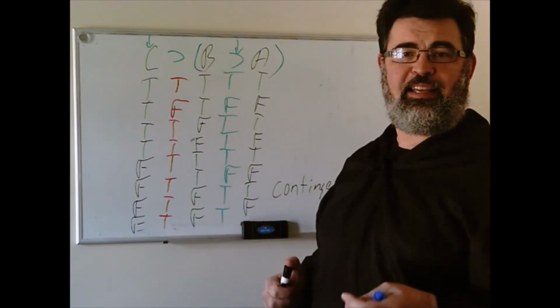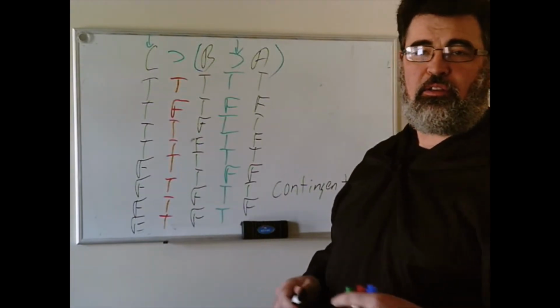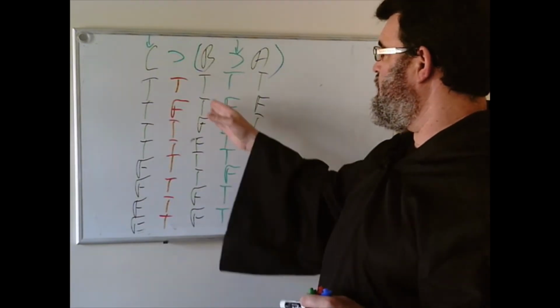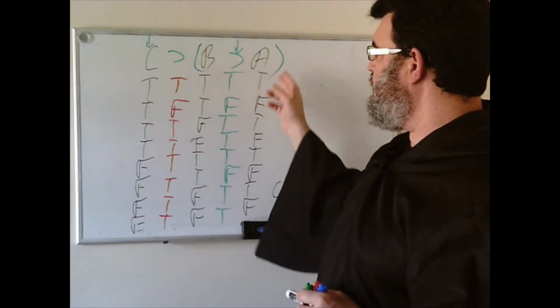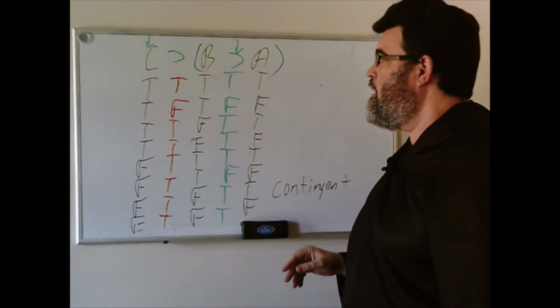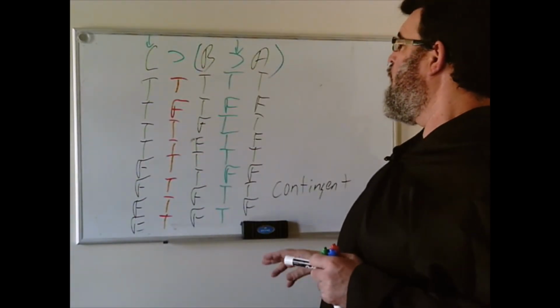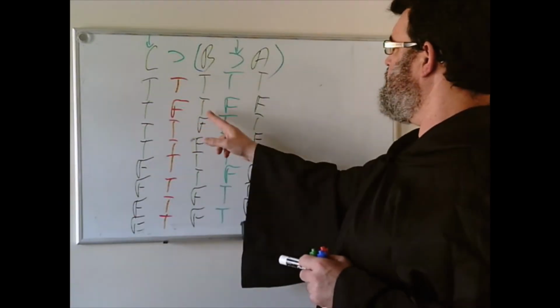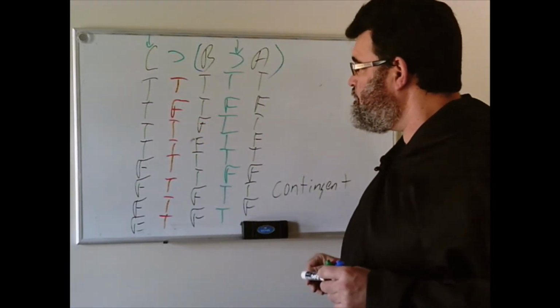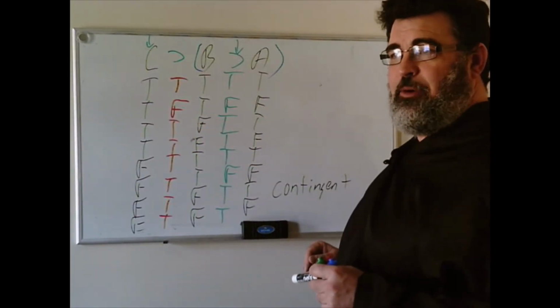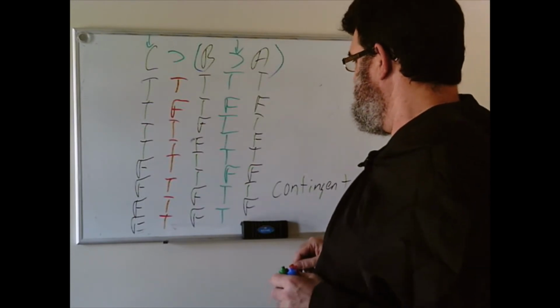the proposition is contingent. So now, I can say something about if C, then B, then A. Whatever C, B, and A happen to be, I can say that a proposition arranged this way is true unless C and B are true while A is false. And that's how I analyze a single proposition.